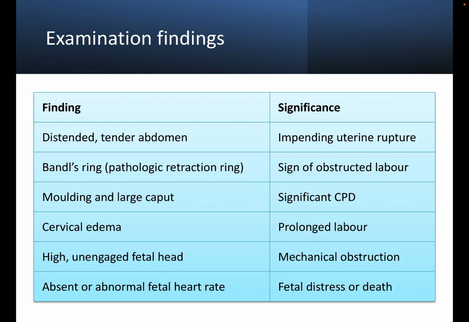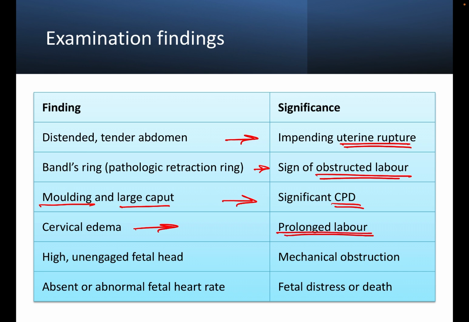Coming to the examination findings, there will be distended tender abdomen because of impending uterine rupture, Bandl's ring, that is a pathological retraction ring, which is a sign of obstructed labor, wherein one half of the uterus will contract, the other half remains non-contractile, and molding and large caput resulting in significant CPD, cervical edema because of prolonged labor, high or unengaged fetal head resulting in mechanical obstruction, and absent or abnormal fetal heart rate resulting in fetal distress or even death of the fetus.